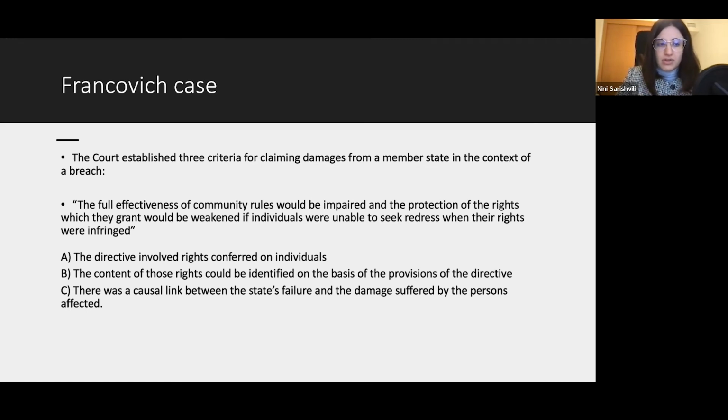And here are the three criteria. The directive involves rights conferred on individuals. So the claimant's rights have to be involved. The content of those rights could be identified on the basis of the provisions of the directive. And thirdly, there was a causal link between the state's failure and the damage suffered by the persons affected. So it can be brought by one person, it can be brought by a group of claimants. There has to be a causal link between the state's failure to implement the EU law and the damage that has been suffered by the claimants.